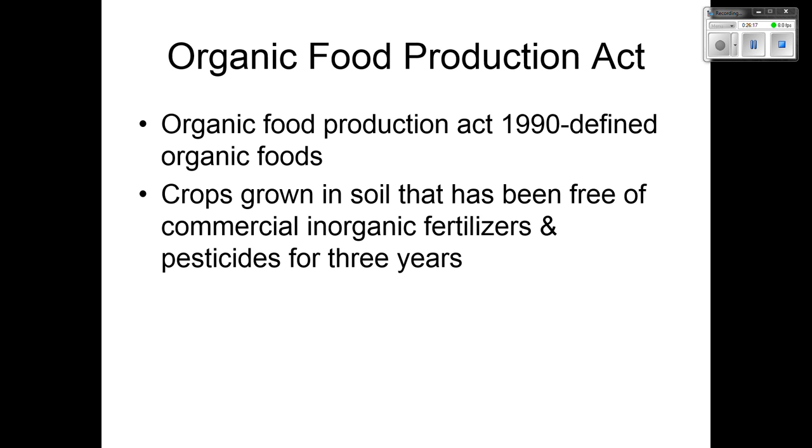This law says that in order for something to be labeled organic, there can be no inorganic fertilizers, no pesticides, no genetically modified foods. Animals must be hormone free, no antibiotics, free range. So this was, like I said, the first law that made food organic. If you remember, we talked about the first organic farm in Pennsylvania, and Paul and Betty Keene were the first people to keep their farm basically organic.